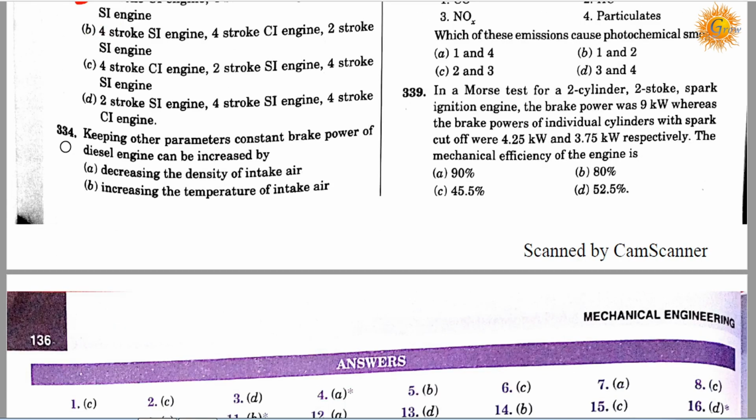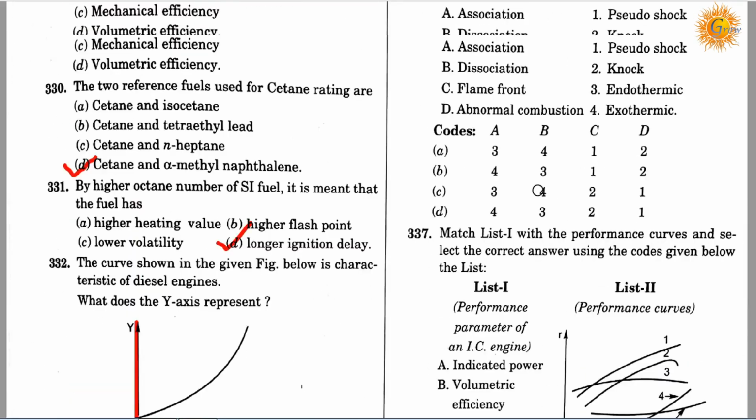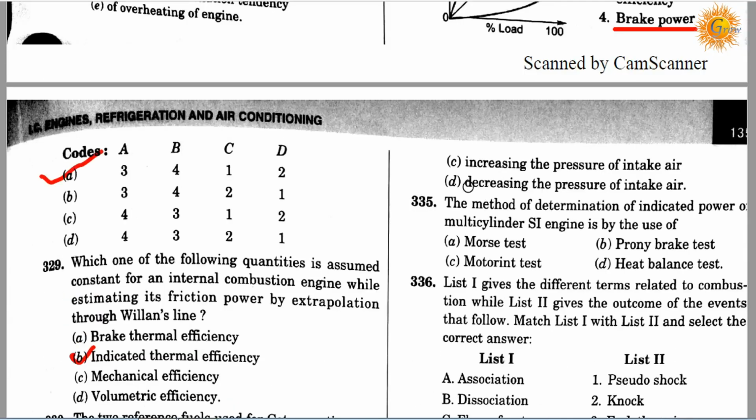Question number 334. Keeping other parameters constant, brake power of a diesel engine can be increased by: option A, decreasing the density of intake air; option B, increasing the temperature of intake air; option C, increasing the pressure of intake air; and option D, decreasing the pressure of intake air. So the correct answer will be C, increasing the pressure of intake air.